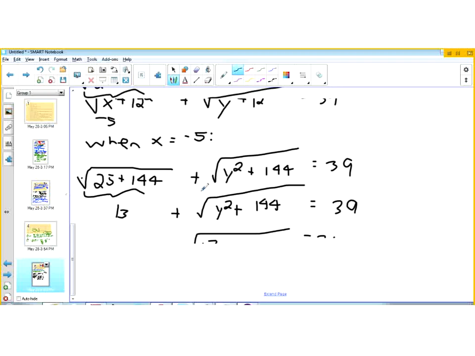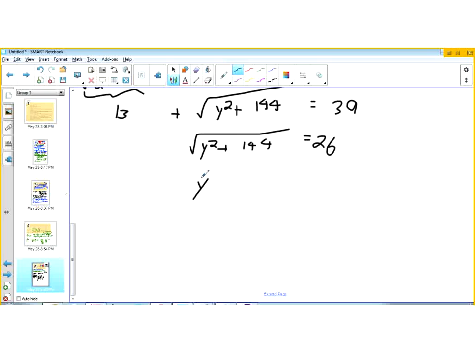Okay, so 26 squared is 676. So I have y squared is equal to 676 minus 144, which is equal to 532. And so y is equal to the square root of 532, which is 23.065 feet.